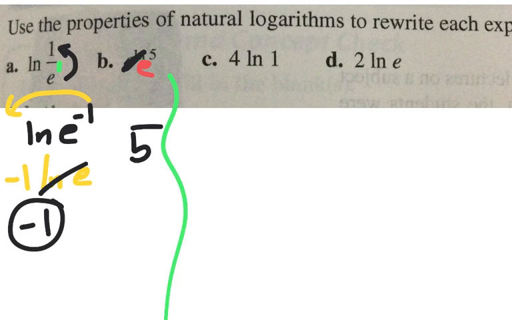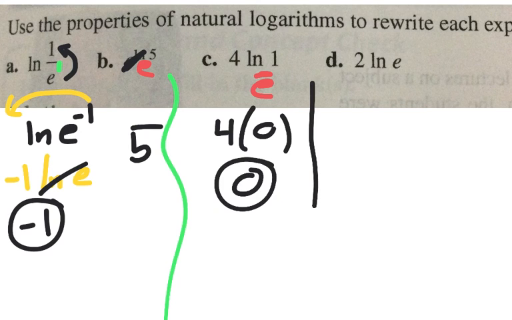C, I have 4 times the natural log of 1. So again, what does a log ask? It says the base raised to what is the argument. So without a calculator, this time my base is understood to be e. So this means e raised to what power is 1? 0. So I know that the natural log of 1 is 0, because anything to the 0 power is 1. So this gives me 4 times 0, which is 0. Questions on C?